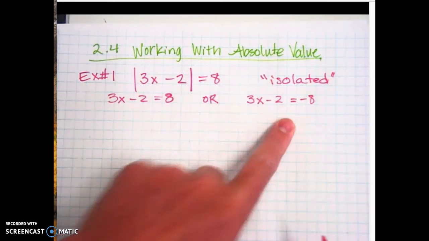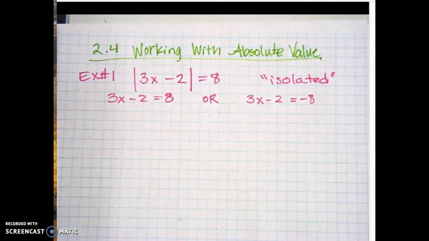This one, it's already isolated, okay? Then you solve them each separately. And you're not always just going to get opposite answers. You're not just going to get like 3 and negative 3. Don't just assume that. You'll usually get a totally different number, if that makes any sense.